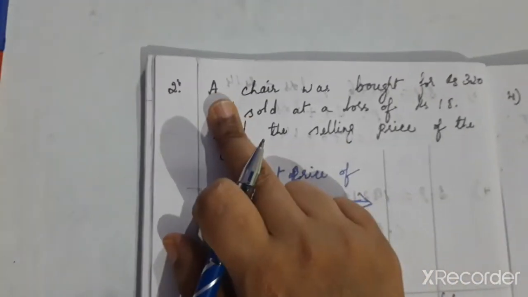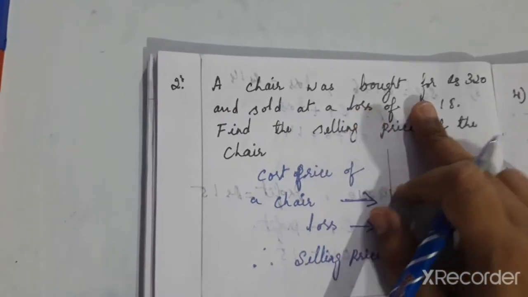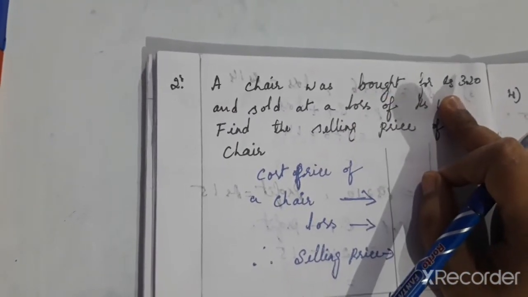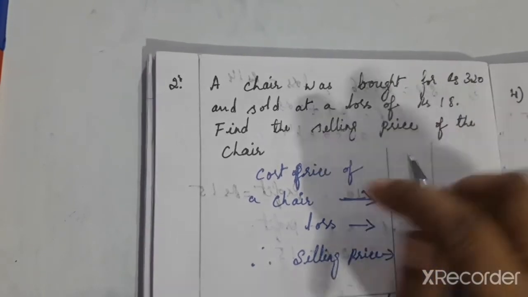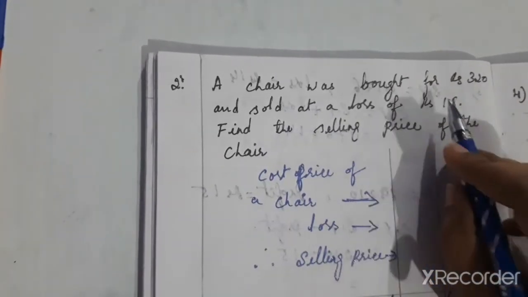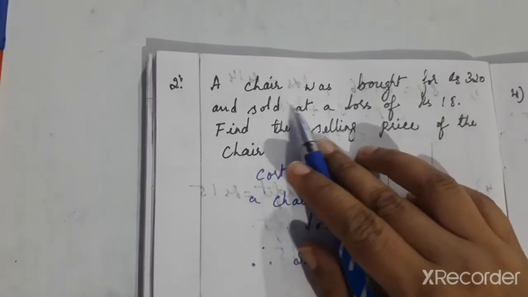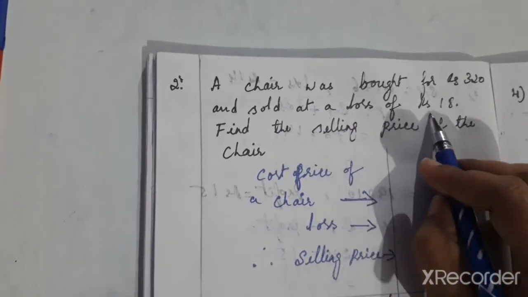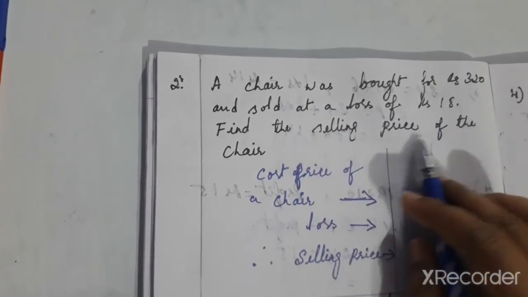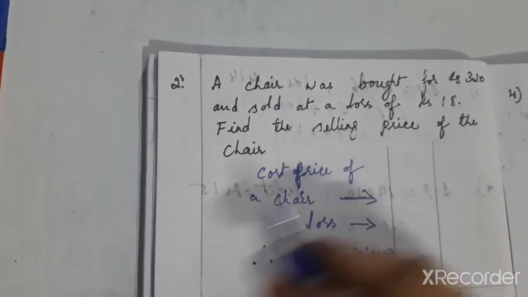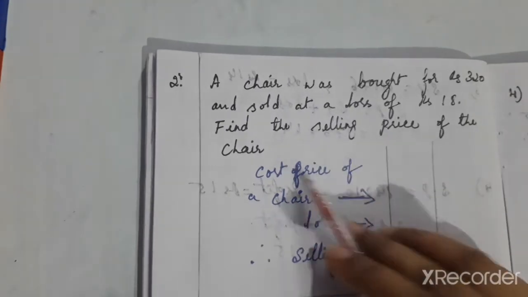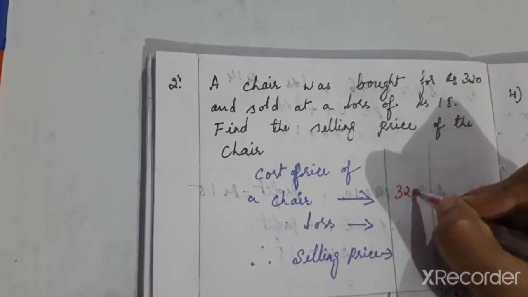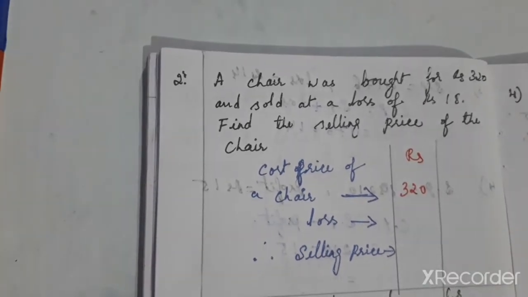Now second question, a chair was bought for rupees 320. So this is the purchase amount. Purchase amount is always cost price, rupees 320, and sold at a loss of rupees 18. Here the selling price is not mentioned, but a loss of rupees 18 means this is a loss amount. Find the selling price of the chair. So what information is given? Cost price of the chair: 320 rupees.